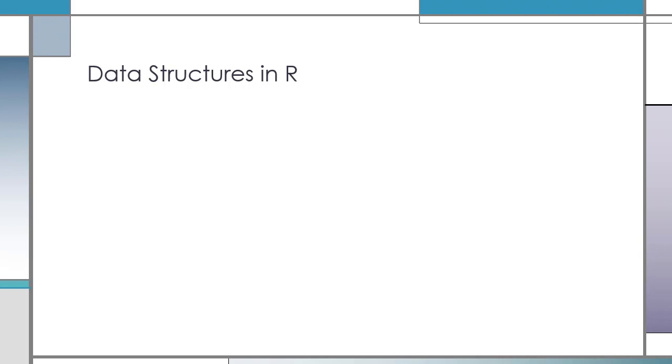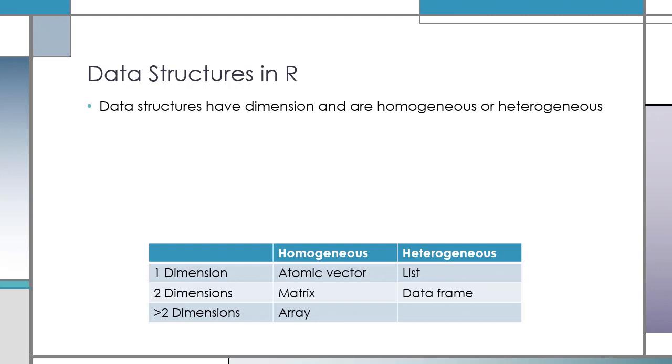Let's get a summary of the data structures that we have looked at. Data structures have dimension and are homogeneous or heterogeneous. If we look down here at this little list of data structures, we see that vectors, matrices, and arrays are homogeneous, or atomic. They all contain the same type of data. Lists and data frames can have different types of data.